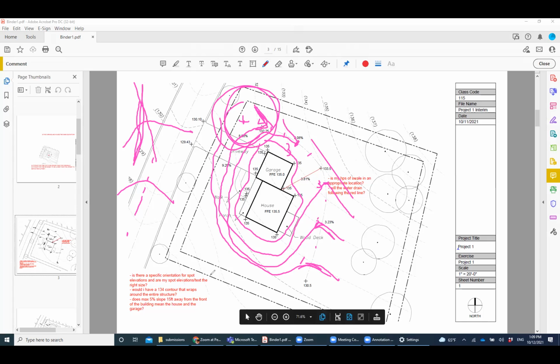All right, spot elevations should be parallel to the bottom of the page. Text seems to be a good size at this point. And yes, you would have 134. Does that mean the house and the garage? Closer to the house, because it would be taken away from the measurement of the house as well as the measurement of the garage.